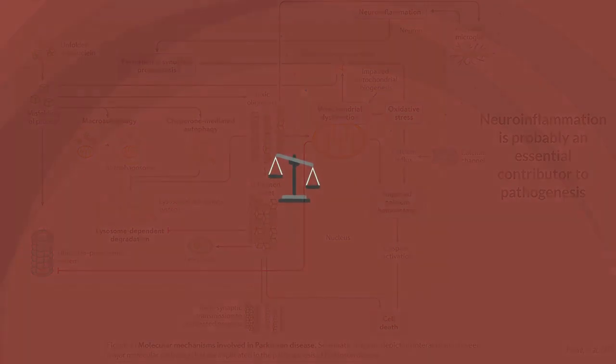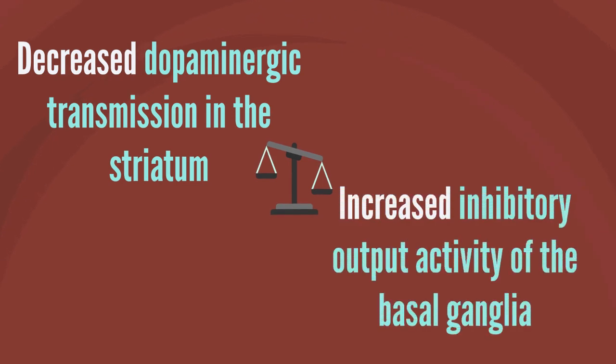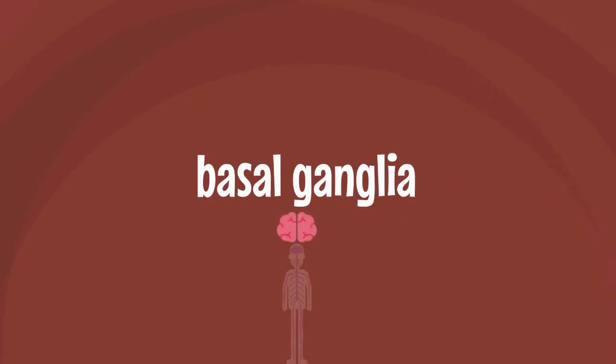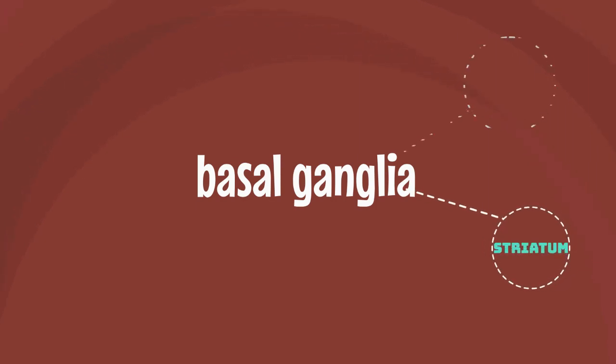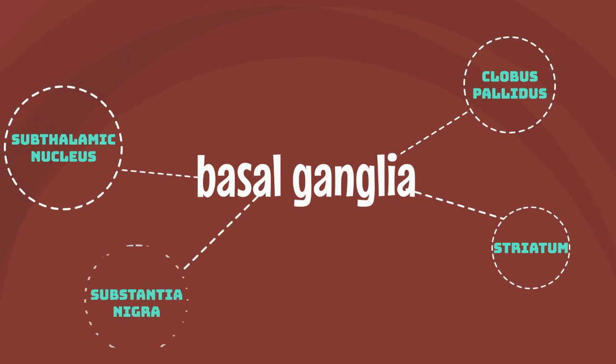Looking at the motor circuitry, PD involves a decreased dopaminergic transmission in the motor region of the striatum and increased inhibitory output activity of the basal ganglia. The basal ganglia are a group of subcortical structures, which have important functions in the control of actions and goal-directed behavior. Basal ganglia include the striatum, globus pallidus, subthalamic nucleus, and substantia nigra.